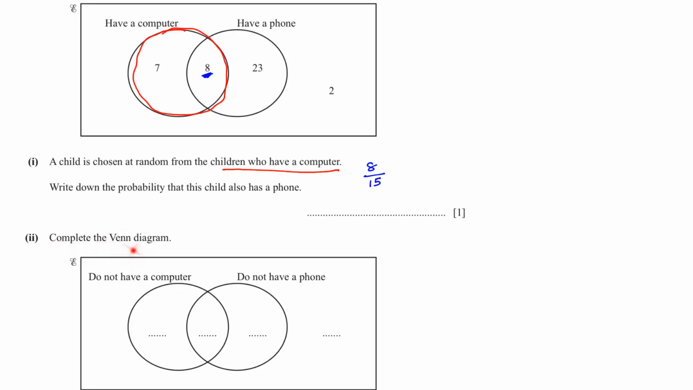In 2, we have to complete the Venn diagram, and this circle here is for do not have a computer, do not have a phone. So these are the children who do not have a computer. That's 23. And these are the students who don't have a phone. So that's 7 here. These are the number of children who don't have a computer or a phone. That will go here. And 8 is the number of students who have both phone and a computer. That will go outside the Venn diagram.